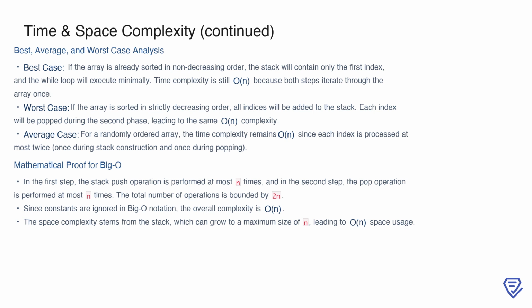For the average case, with a randomly ordered array, the time complexity also stays O(n), because each index is processed at most twice, once during the stack construction and once during the popping phase. To mathematically confirm the big O, note that the first step involves at most n push operations, and the second step involves at most n pop operations, making the total operations bounded by 2n. Since constants are ignored in big O notation, the overall time complexity is O(n). The space complexity, determined by the stack, reaches a maximum of n, confirming O(n) space usage as well.